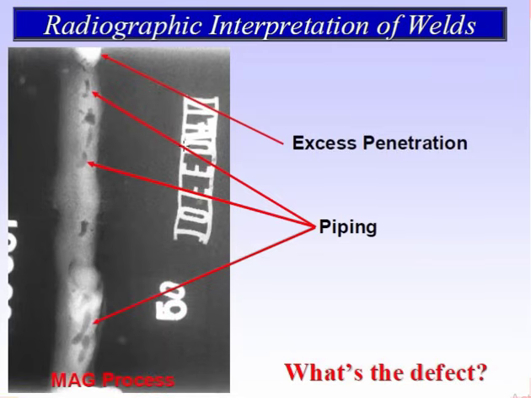So you can see here radiographic interpretation of welds. You can see this type of penetration. If you see the image, this is excess penetration, and this is piping. One type of defect is piping. You can see this defect here. This image was done by the MAG process.